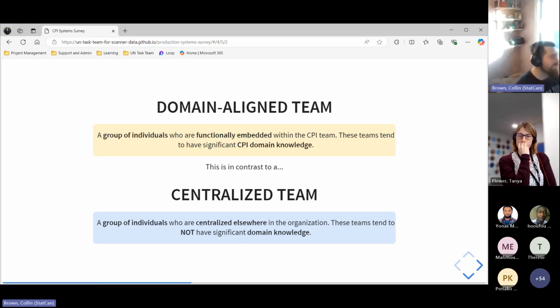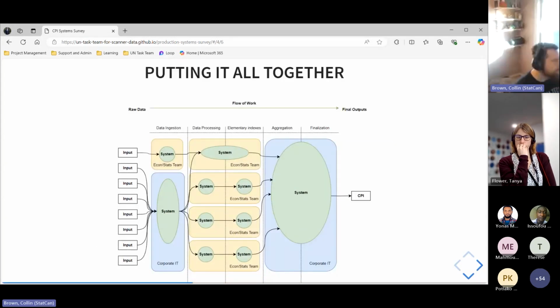So I use the light orange color here to indicate the domain-aligned team, and then the blue color to indicate the centralized team. So if you see that in later diagrams, that's what it's referring to.